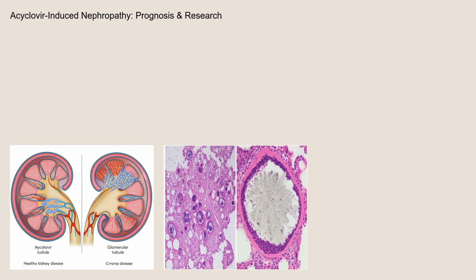With adequate hydration and management, kidney function usually returns to normal. However, prolonged obstruction and kidney damage can lead to chronic kidney disease in some cases. Recent research focuses on developing more soluble acyclovir formulations and exploring alternative antiviral agents with better safety profiles for the kidneys. Studies are also investigating the role of specific urinary pH and other factors that influence acyclovir crystallization.